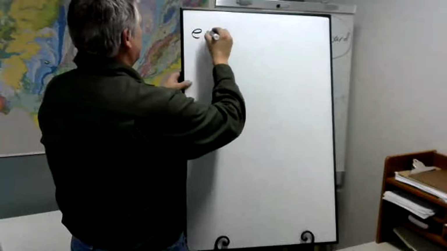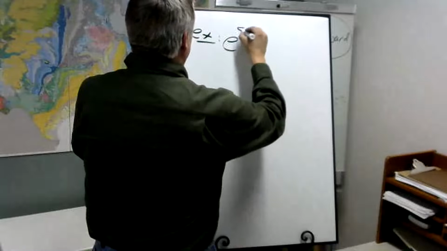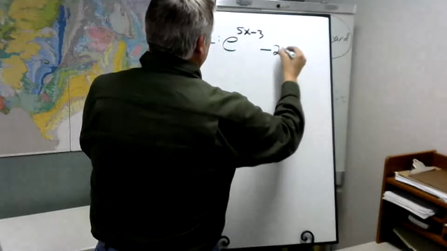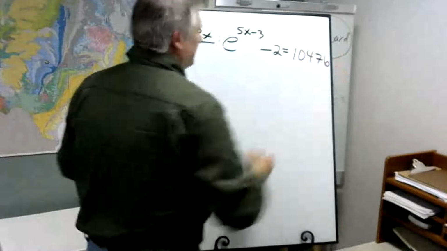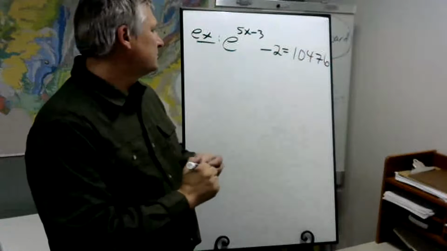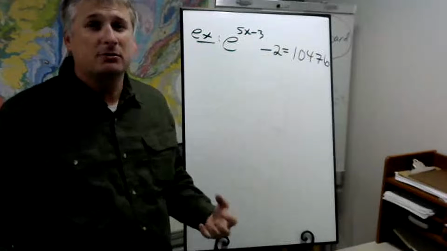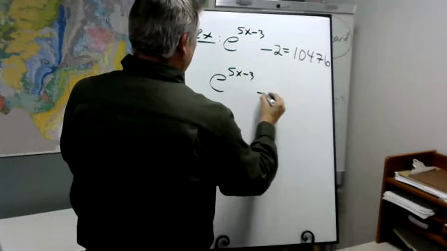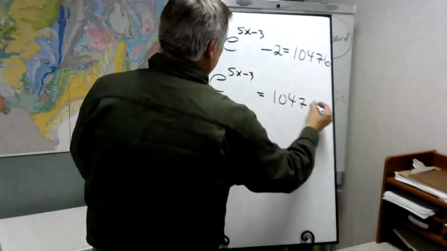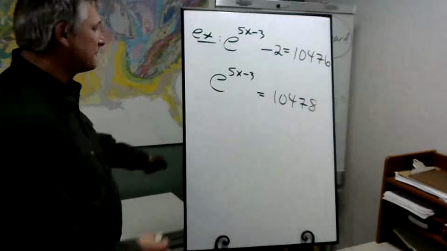So here's another one. Again, we want to work our way close to x. So we're going to start out here and work our way in. Got to deal with this minus 2. So let's add 2 to both sides. Now we can take the natural log of both sides. We're going to get this.